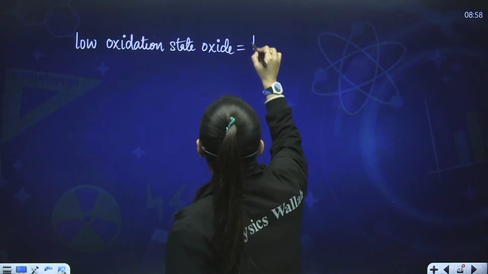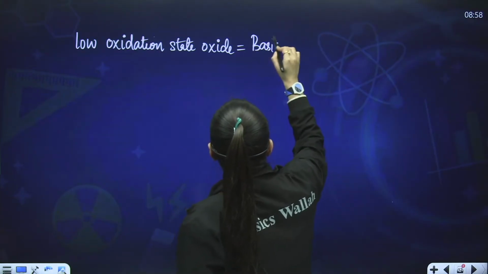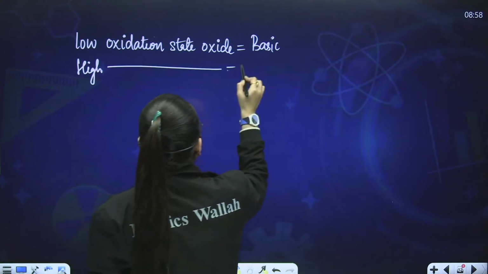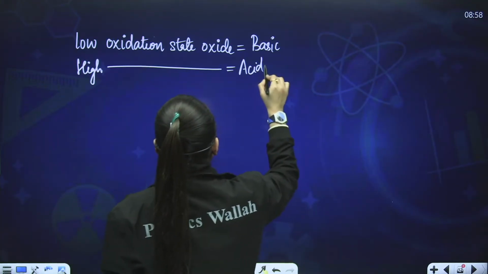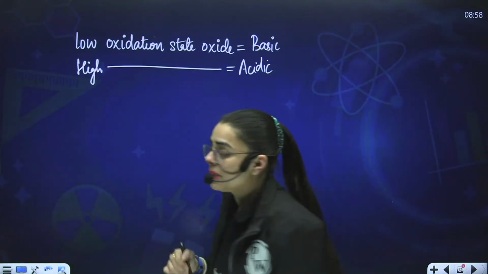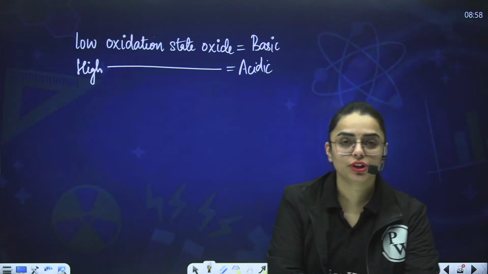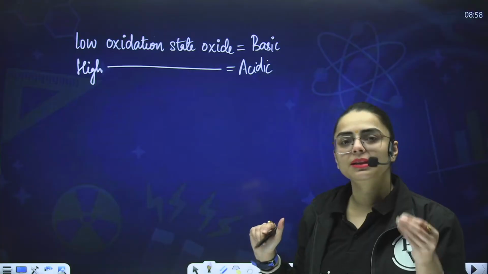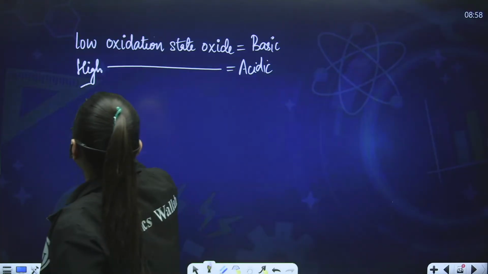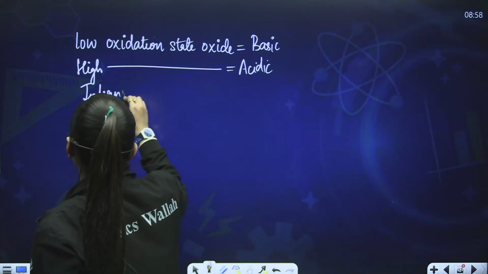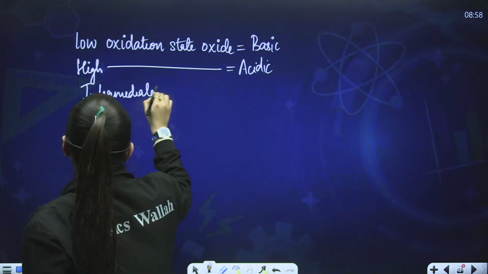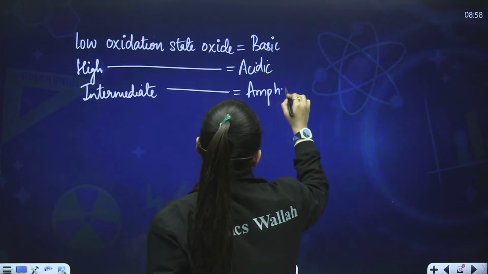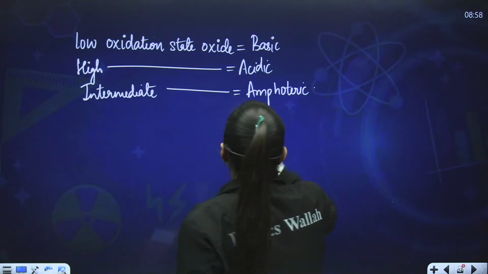Okay, so a low oxidation state oxide will be basic and a high oxidation state oxide will be acidic in nature. Now, when I'm talking about acidic and basic nature, do you remember there is also an amphoteric nature? Yes. So when an intermediate oxidation state oxide is formed, it is amphoteric in nature. Is it clear to you?